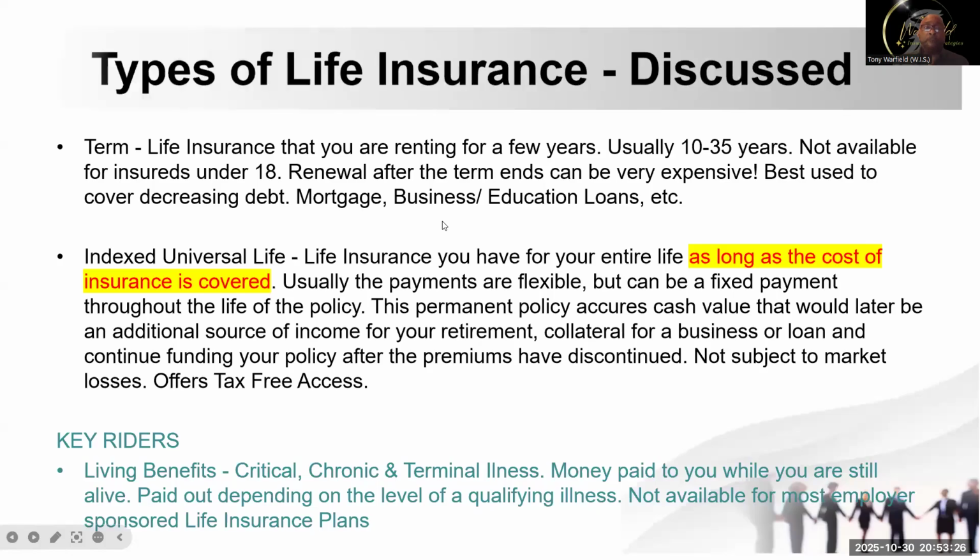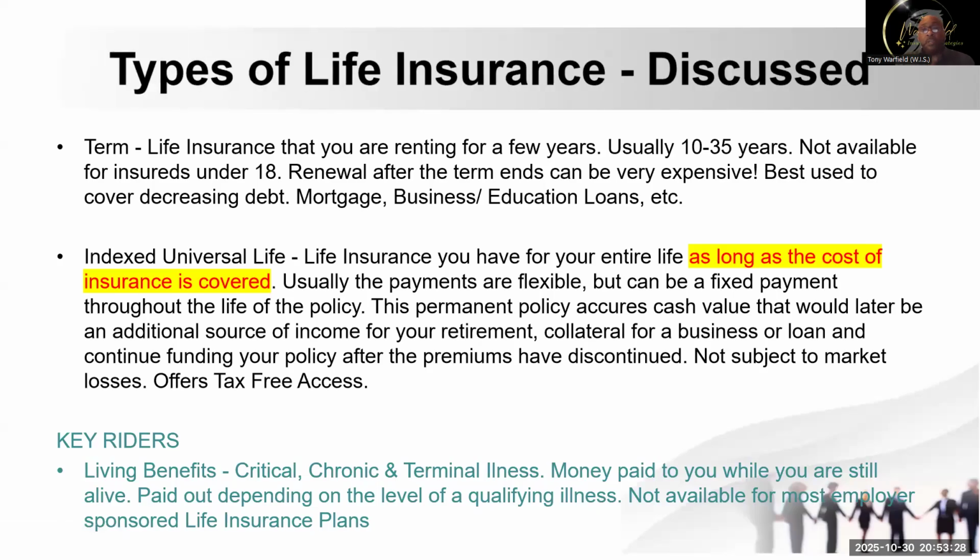So, as I've stated before, we're going to be talking about the term, which is basically any policy that you're renting for 10 to 35 years. It's renewable, but it's extremely expensive to renew. So it's better to use the term policy for any kind of decreasing debt, whether it be a mortgage, business loans, educational loans, etc. We're also going to talk about the Index Universal Life policy.